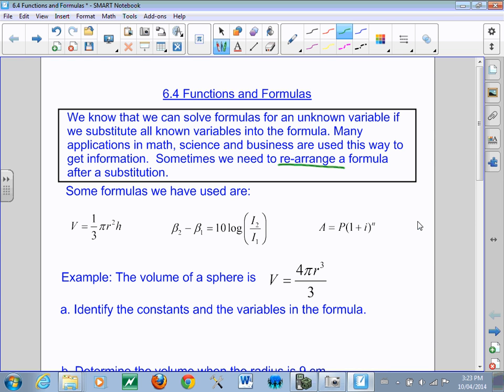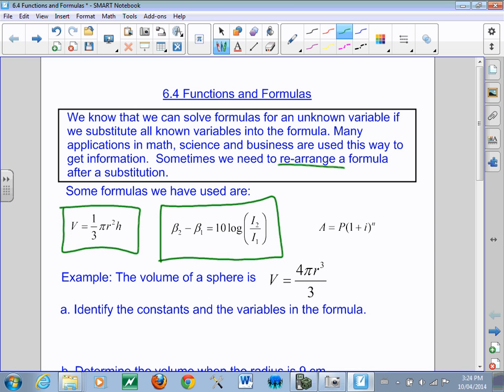Well, I'm actually going to rearrange the formula, then perform the substitution. So I'm going to do it in a little different order. All right, so let's just take a look. Here are some formulas we've used in the past. So that is the formula for the volume of a cylinder. This is when you're taking a look at the intensity of two music options or objects. And this is the compound interest formula.